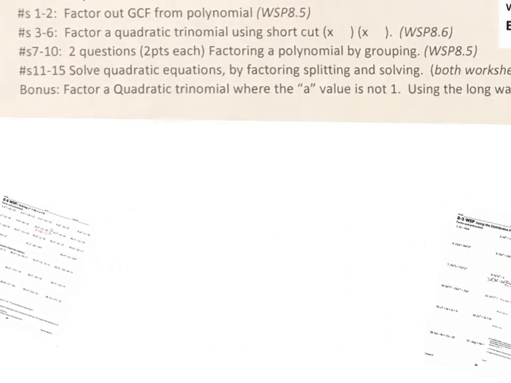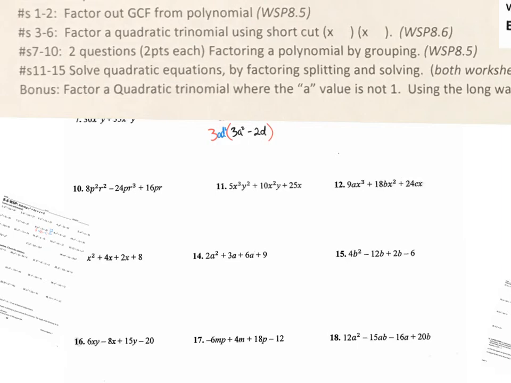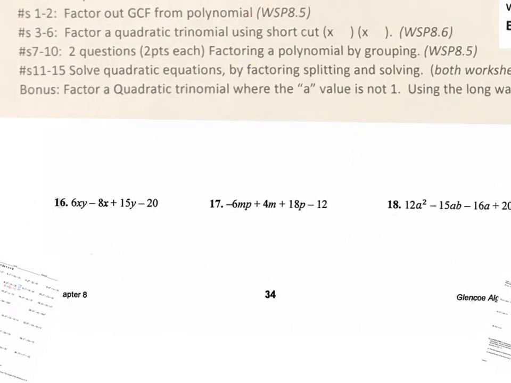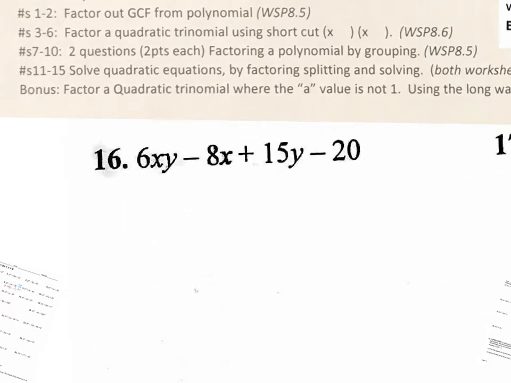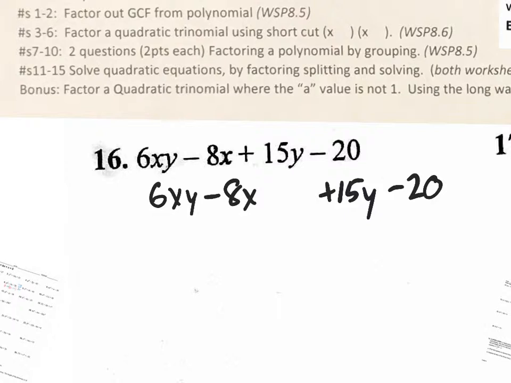So let's go to worksheet 8.5. It's on the front side. It's where you had those 4 terms, or you had to split them into 2 groups. So if we take a look at this one right here, for example, I need to split it into 2 groups. The first group is going to be 6xy minus 8x, leave some space, plus 15y minus 20. In the first group, what could you pull out? Definitely a 2, but is there anything else besides a 2? An x. So 2x is the GCF on the first group. What's left on the inside? A 3 and a y.